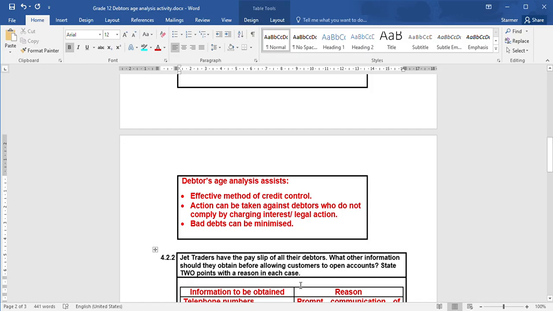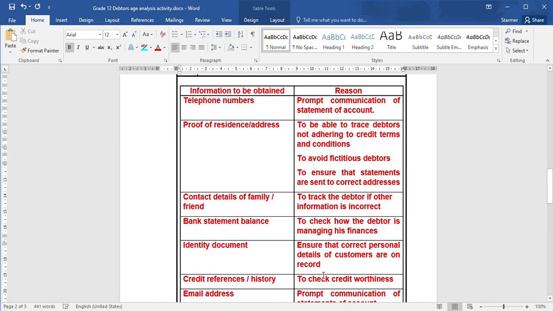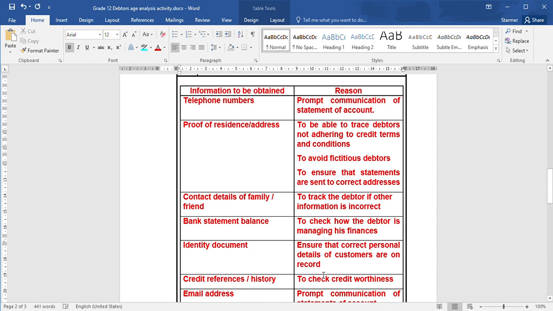Alright, the next question, they tell you that the business has the pay slip of all the debtors. What other information should they obtain before allowing customers to open accounts? 2 points within reason each case. Now you can tell this is taken from a past paper because of all the options that they include here. You need to remember that when NSC exams are being marked, they need to cover all possible options. So there's way more information here than you need to actually be able to answer. Just choose a couple and remember those for your exam.